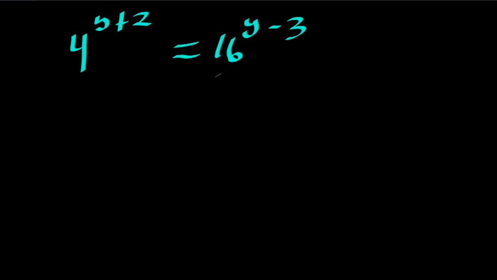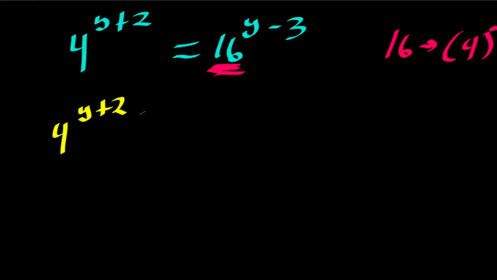However, you want to take the bigger number, which is 16, and you want to ask yourself, could I make 16 into a base of 4 set to a power? So what would this power have to be in order to get back to 16? Well, I think we can all do that. It would be 4 to the second power. So now let's see what happens when we rewrite this. 4 to the y plus 2 equals 4 squared, and that's all to the y minus 3.